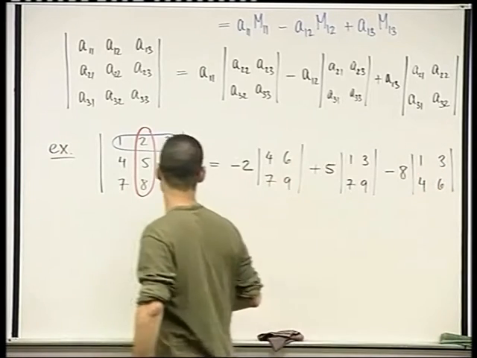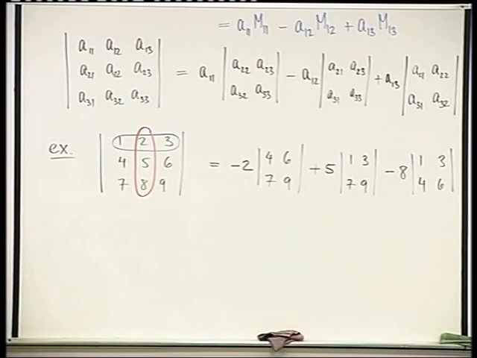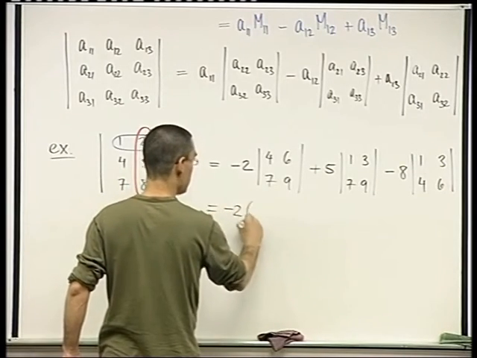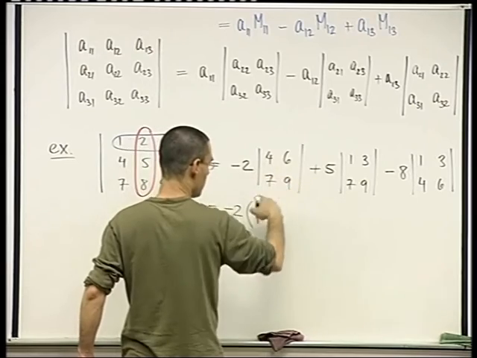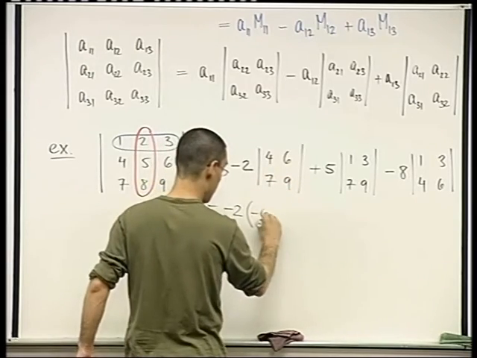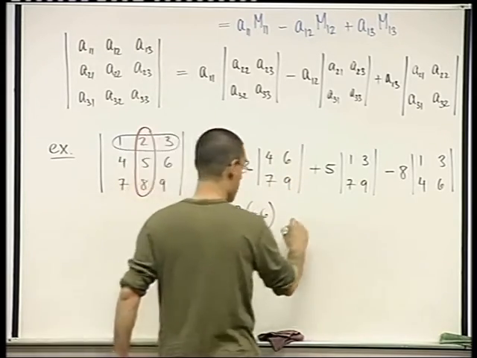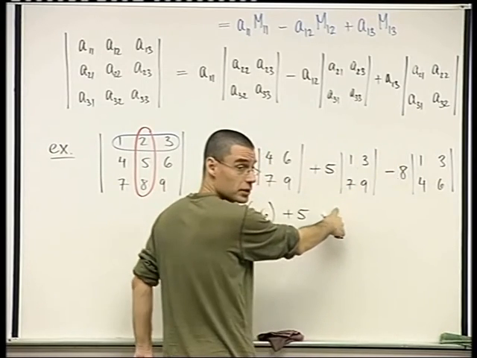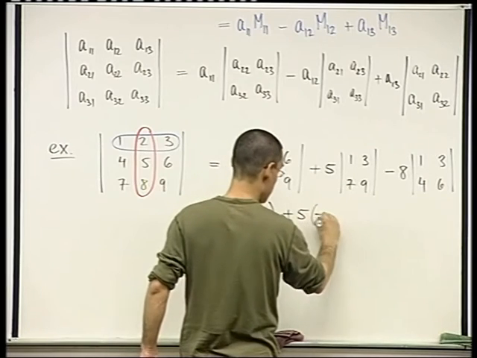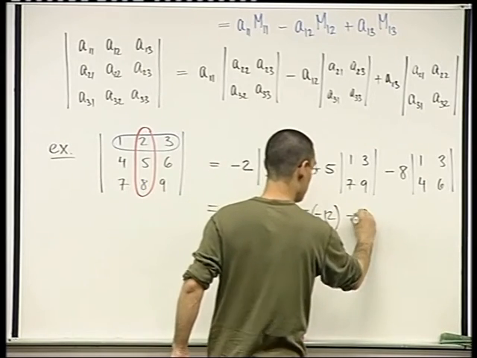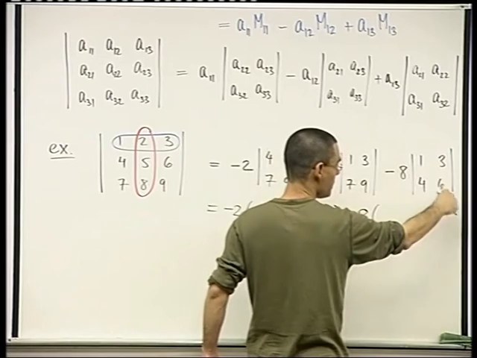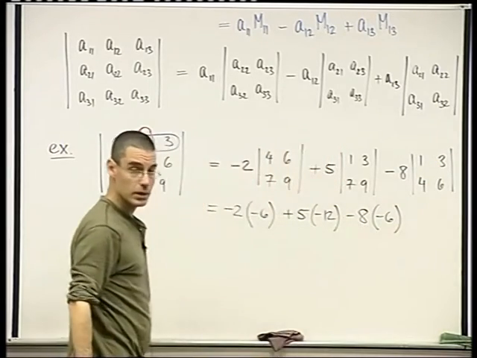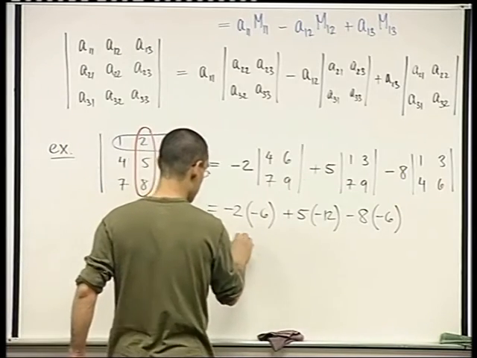Do you agree? Okay. And again, let's carry out the calculation. So it's minus 2 times 36 minus 42, so it's negative 6, right? Plus 5 times 9 minus 21, negative 12, minus 8 times 6 minus 12, negative 6. Good? So what do we get?